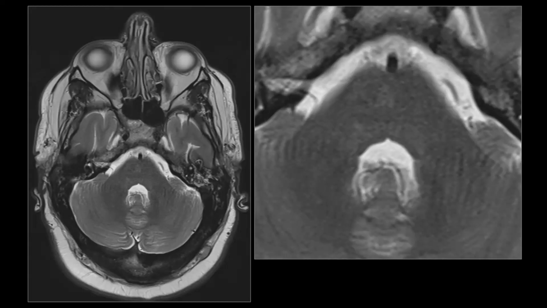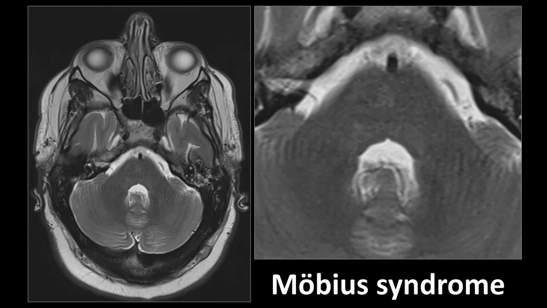This patient also has no facial colliculus. What does this patient have? Well, clinically, the patient had a congenital bilateral facial palsy. This is a so-called Mobius syndrome. Mobius syndrome is not genetic, or as far as I know, there are no specific genetic mutations associated with it.